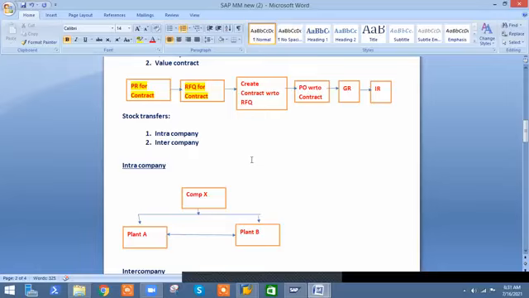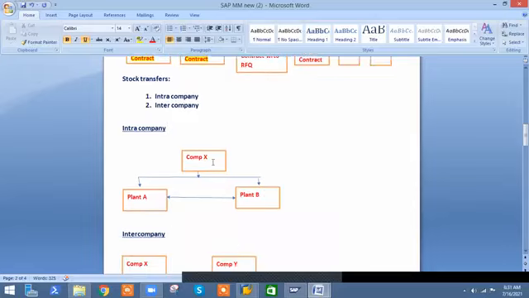One is intercompany stock transfer order. Okay, intra-company STO is nothing but this: I have one company, company X, in which I have two plants, plant A and plant B. If I am transferring the materials from plant A to plant B, or else plant B to plant A, we are going to call it an intra-company STO.